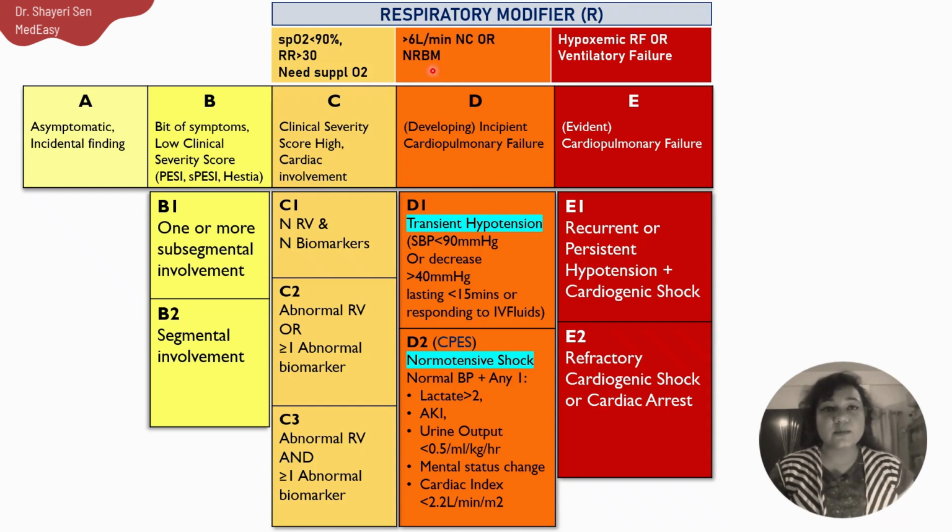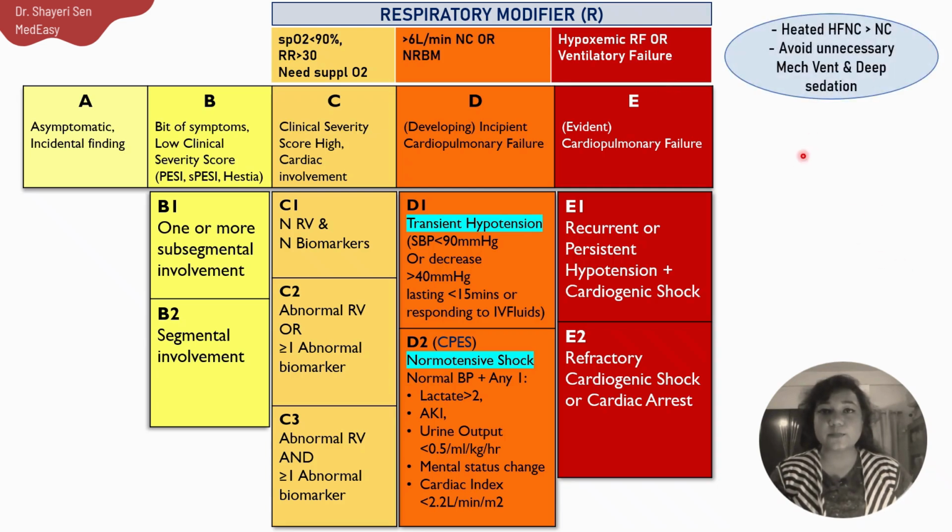It's a requirement for oxygen support at a rate of more than 6 liters per minute via nasal cannula, or the need for an NRBM. And what's the respiratory modifier for E? It's hypoxemic respiratory failure or ventilatory failure, like your T1RF and T2RF, right? And how do we manage the respiratory symptoms or the hypoxia?